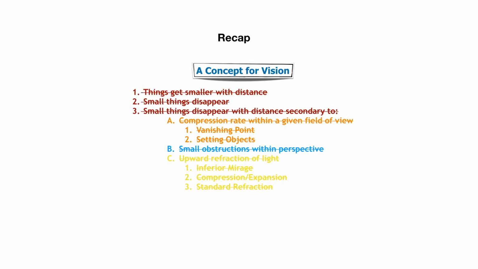So just for a recap, again, a concept for vision is that things get smaller with distance, and small things disappear with distance secondary to the compression rate within a given field of view, with subpoints of vanishing points and setting objects in the horizon gap, small obstructions within perspective, and upward refraction of light. And we gave examples of the inferior mirage, compression and expansion effects, and a standard refraction rate.